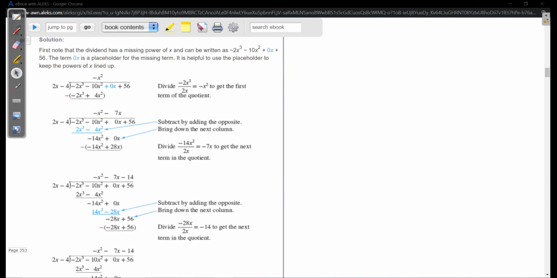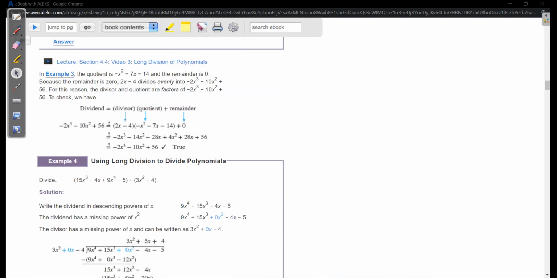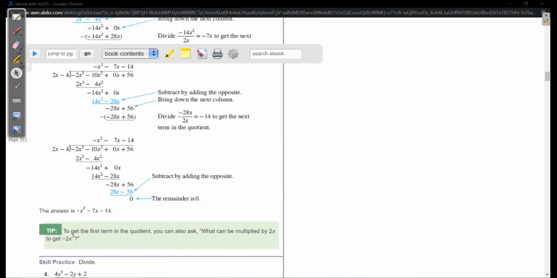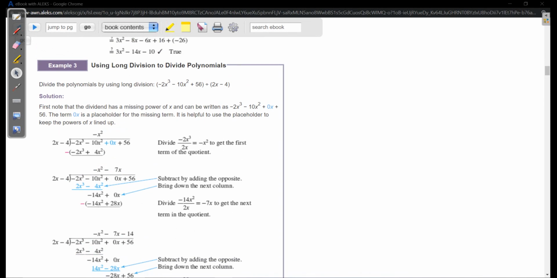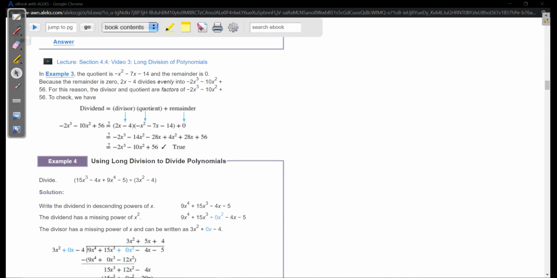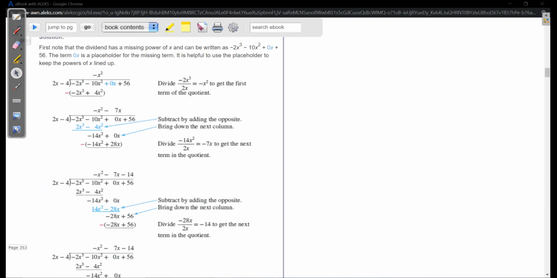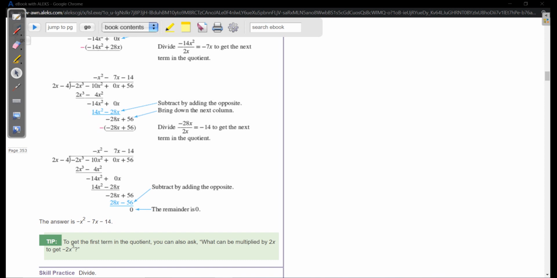All right, let's see, do we go to synthetic? Okay, here's what we're going to do. I'm going to talk about example 3 because it's the same procedure. It's just that in this particular example, we end up with a remainder of 0. When the remainder is 0, we still put it in as quotient plus remainder over divisor.